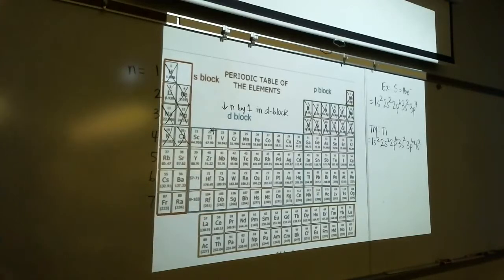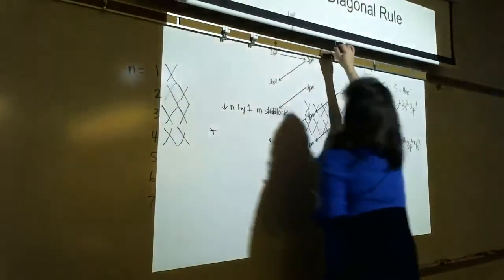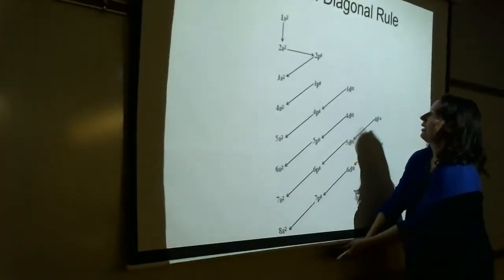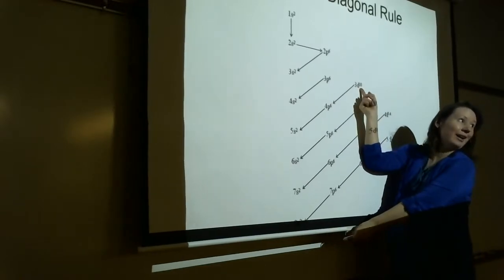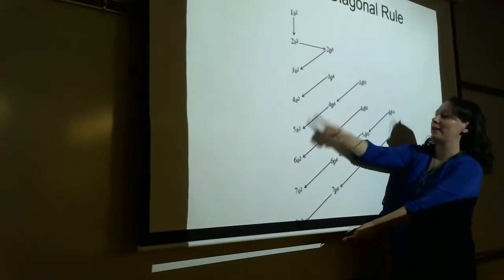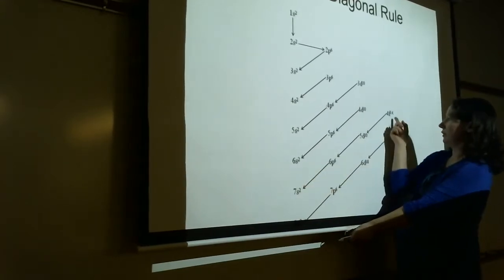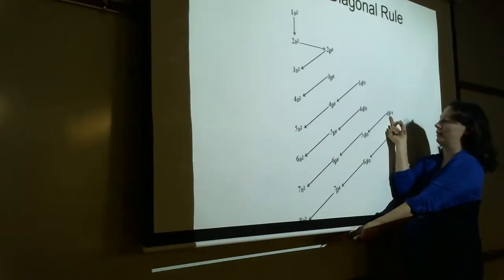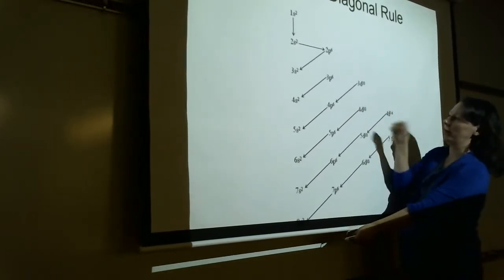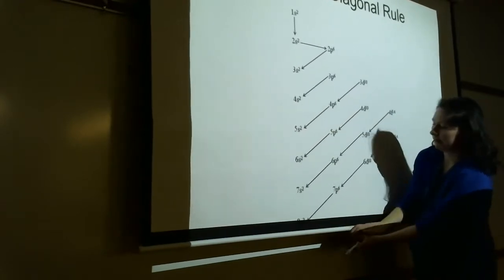Because if you look at the diagonal rule, well, that's a mess because I'm writing on the screen. If you look at the diagonal rule, it goes 4s, 3D, right? It goes from 4 to 3, and then it goes 5 to 4, and then 6 to, well, that's going into F block. That's why it does that. Okay, we're not going to deal with F block in this class. But notice 5 to 4, 4 to 3, okay?